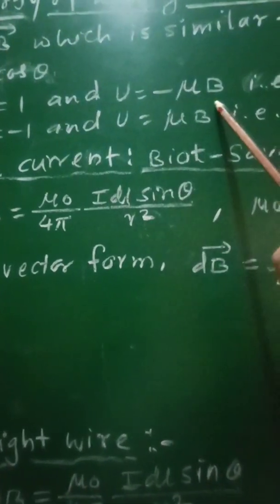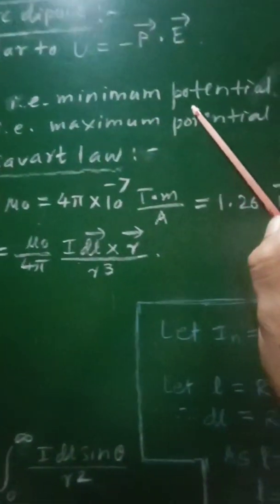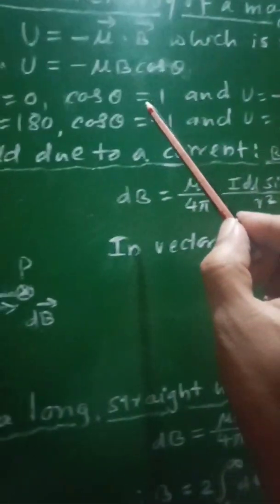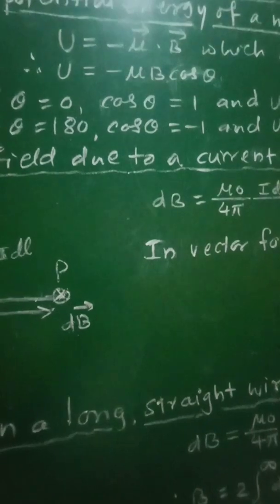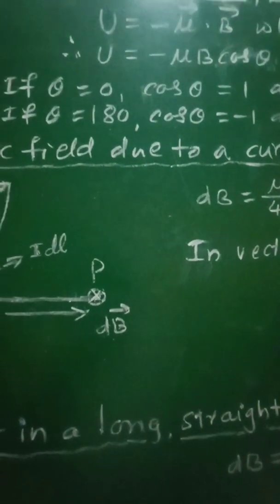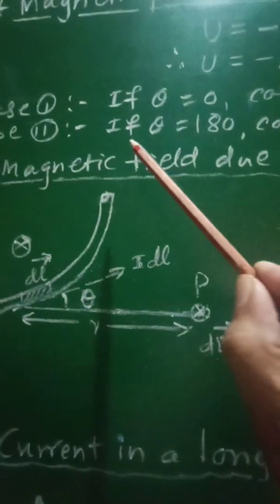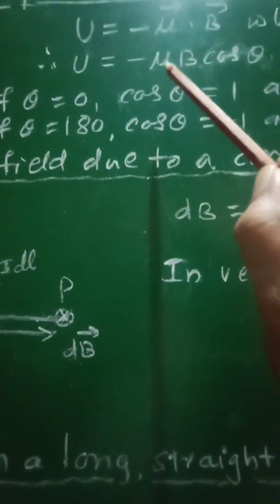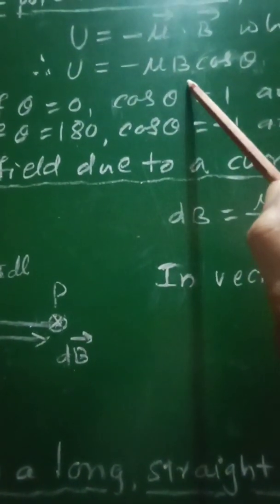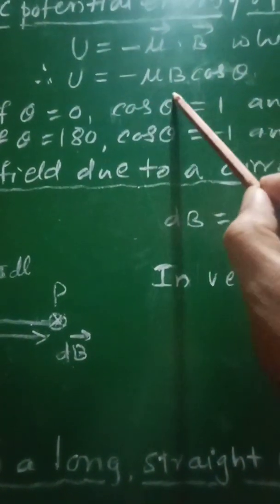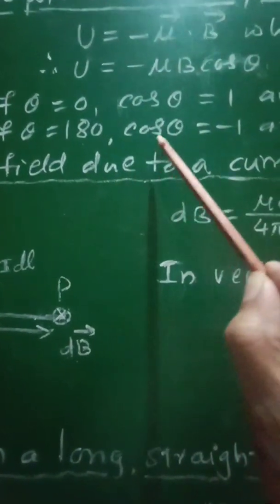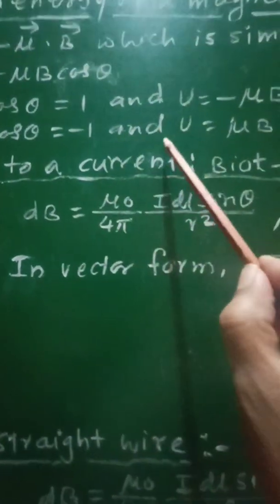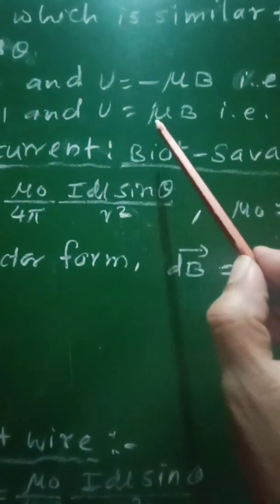As it is having negative sign, it will represent the minimum magnetic potential energy. So when mu and B are parallel to each other, the magnetic dipole will possess minimum magnetic potential energy. On the other hand, in the second case, if theta is equal to 180 degree, that is the angle between mu and B equal to 180 degree, that means mu and B are anti-parallel to each other. At that time, cos theta, that is cos 180, will be equal to minus 1, and hence magnetic potential energy U equal to plus mu B.